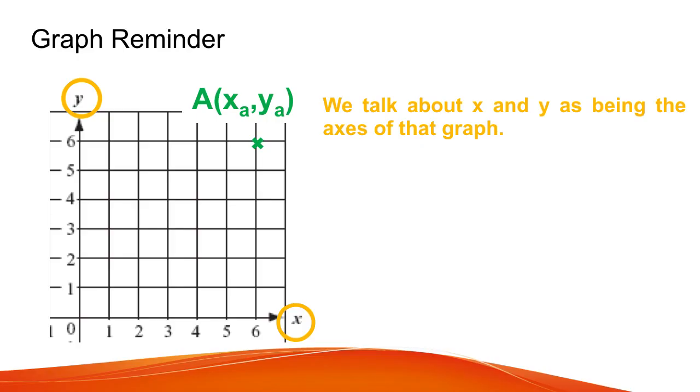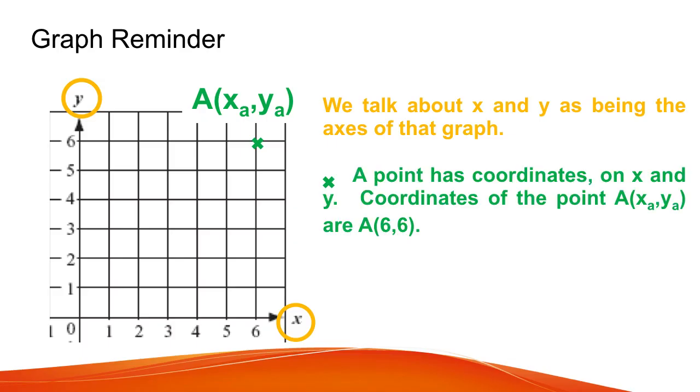We are having that point A, which is (x, y). It has the coordinates: the x coordinate is xa, the y coordinate is ya. So the coordinates are always in the form of (x, y) of a point. A point has coordinates on x and y. For this particular point specifically, it's (6, 6). A is the point (6, 6).